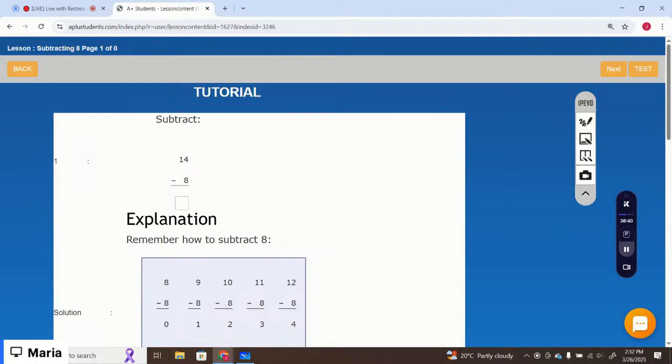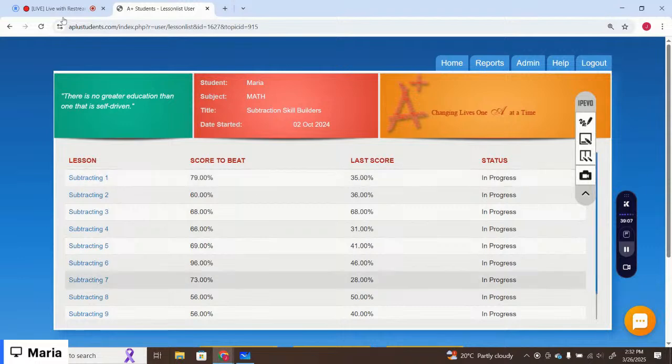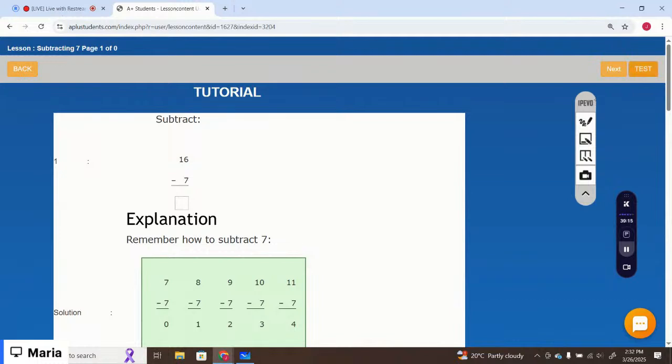You just did subtracting 8, right? That means we skipped subtracting 7. So let's go back to subtracting 7. Yes, we skipped subtracting 7, so let's start with subtracting 7. Let's just start with the test questions.